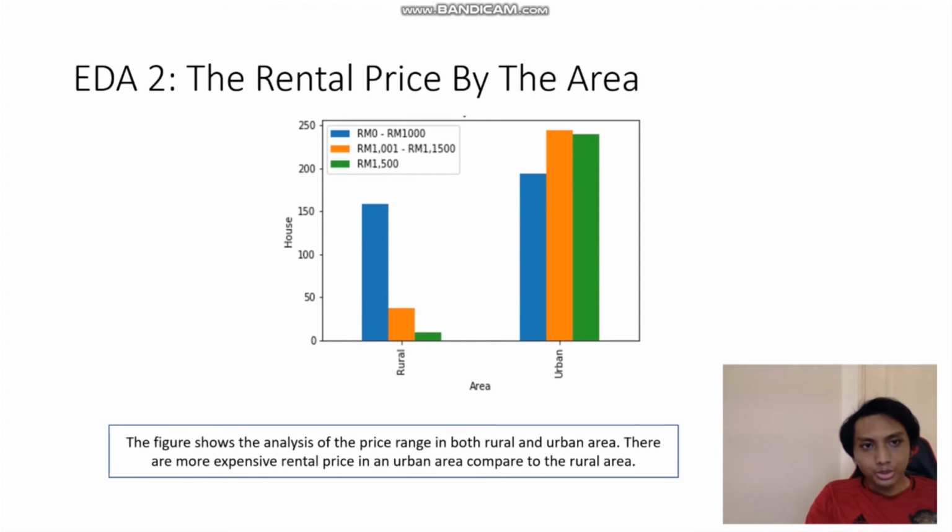Next, EDA number 2, which is the rental price by the area. The figures show the analysis of the rental price range in both rural and urban areas. There is a more expensive rental price in the urban area compared to the rural area. This is because in the urban area there are more facilities provided compared to the rural area.